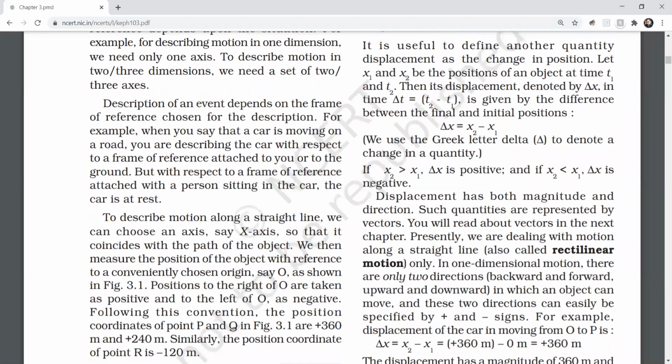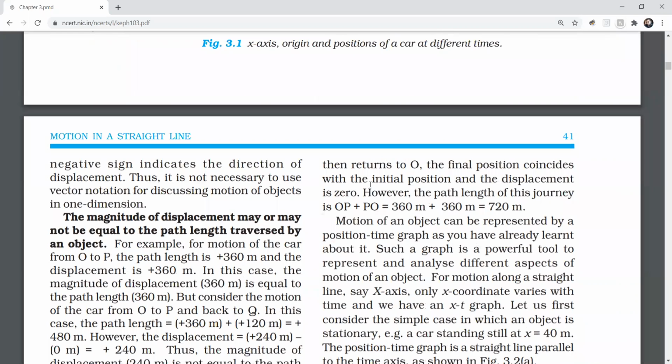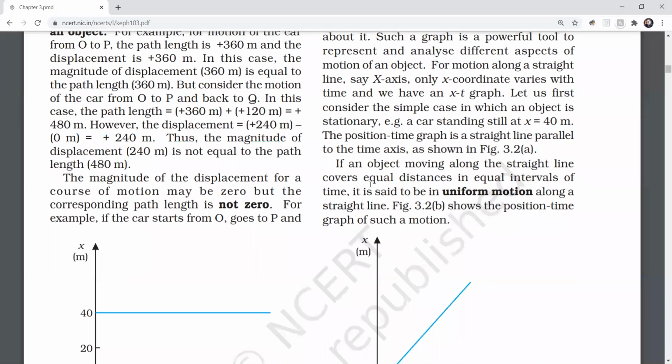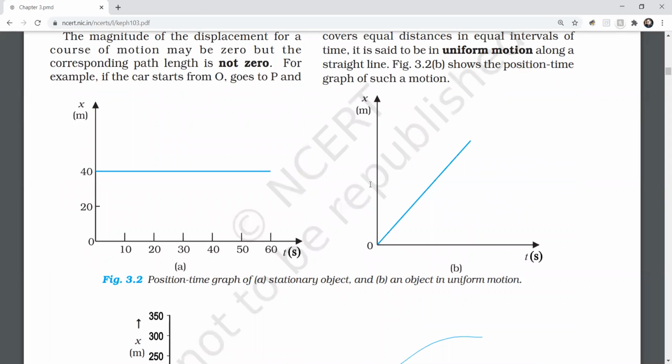Now, we realize that the magnitude of displacement may or may not be equal to the path length traversed by an object. And how did we discuss this? We understood this because there is quite a possibility that we would be recrossing our origin point while going towards our destination. So in that case, the total path length that we have traveled may or may not be different from the calculated total displacement.